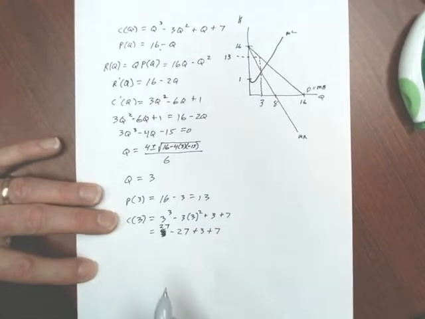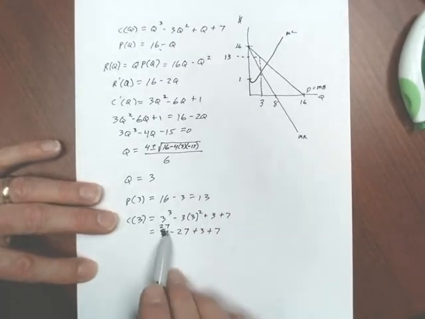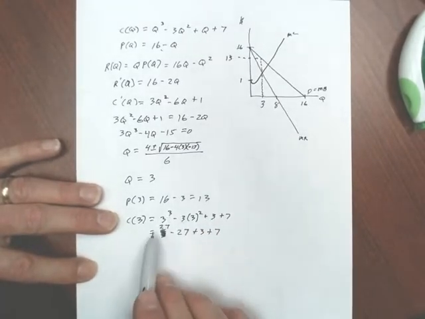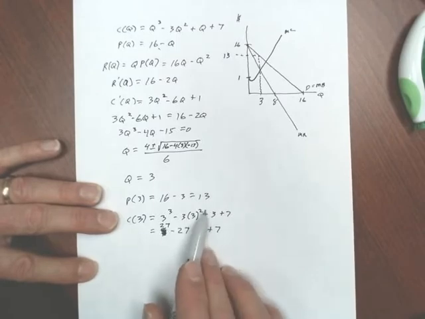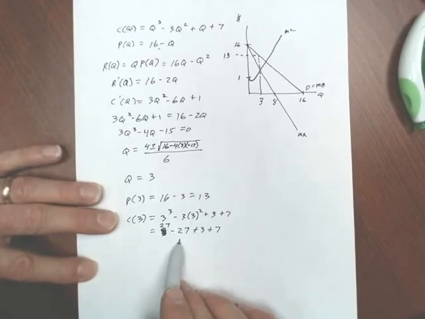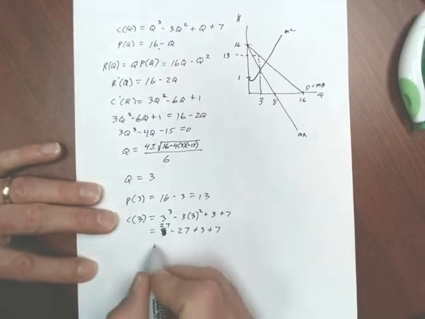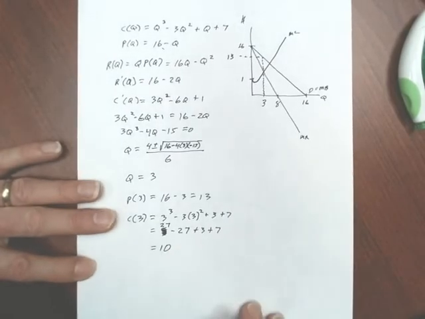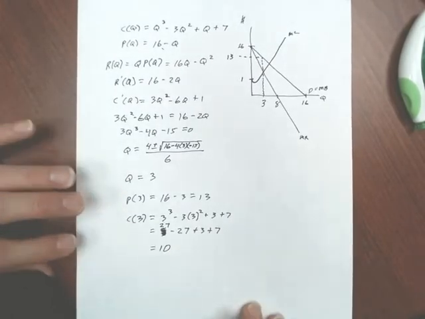That is 27. Thank you for catching that. 3 times 3 is 9, times 3 is 27. That's 27 minus 27, which is 0, plus 3 plus 7. So that equals 10. So total cost is 10.